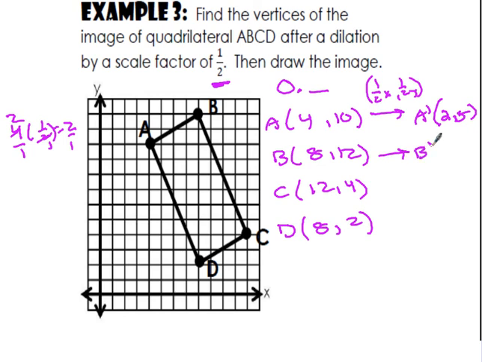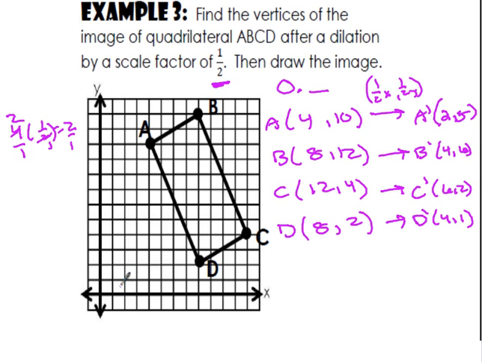For my new B, I'm going to have 4, 6. I'm just dividing these by 2. For my new C, I'm going to have 6, 2. And for the new D, I'm going to have 4, 1. There's my new points, and now I can plot them on my graph.